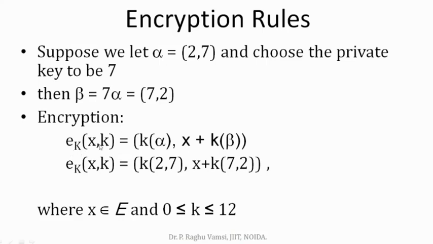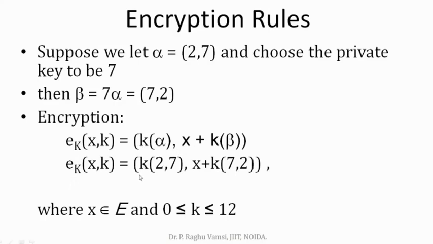So e_k of x comma k, if x is equal to let, then L will be added, and we will get one point. For E, the corresponding ASCII number will be added and we will get a corresponding point, and for T the corresponding ASCII value will be taken and added. So e_k(x, k) = (k of α, x plus k of β).